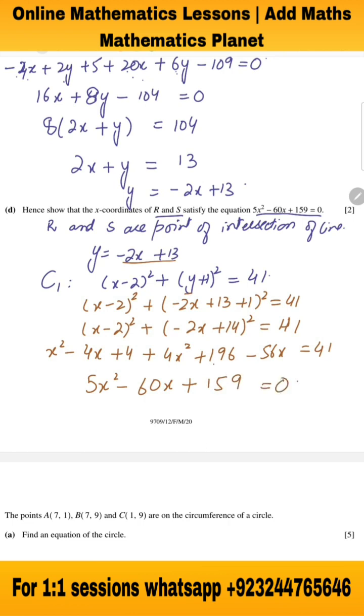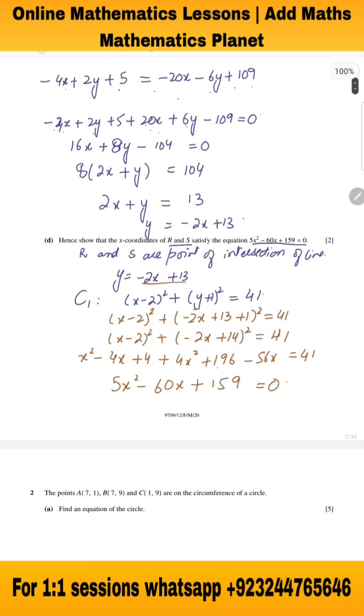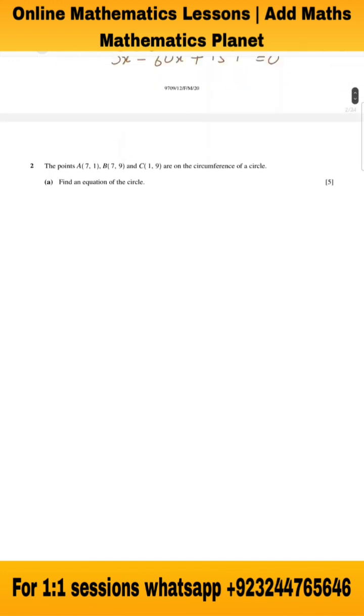Hence proved. Next question. The points A, B, and C are on the circumference of the circle. Find the equation of the circle.